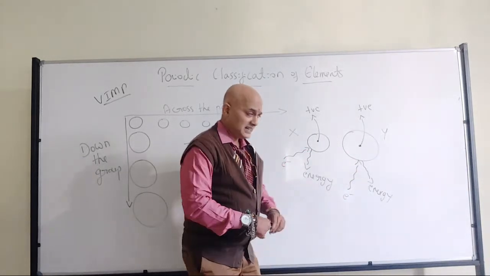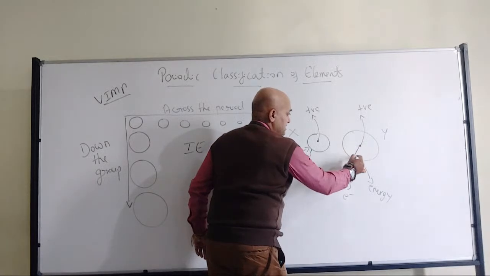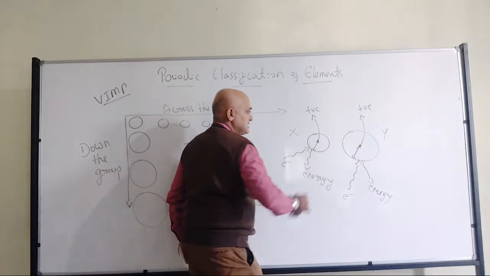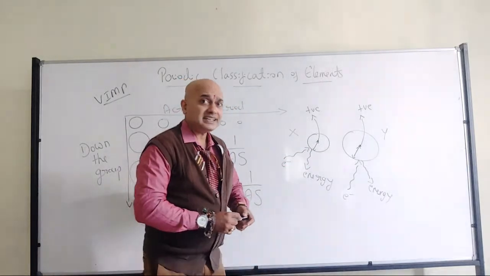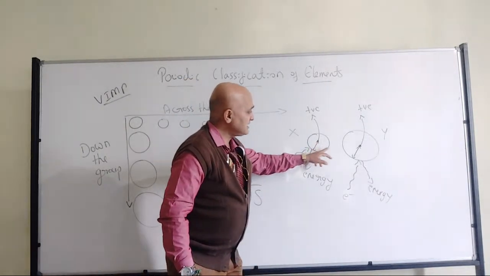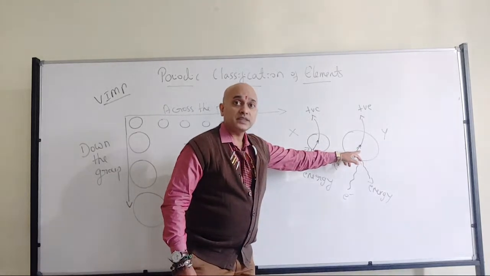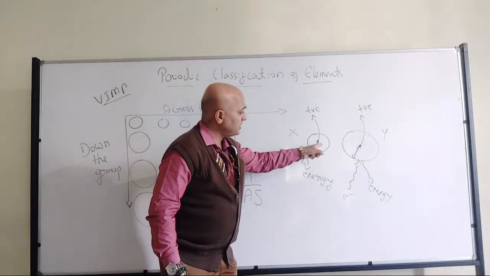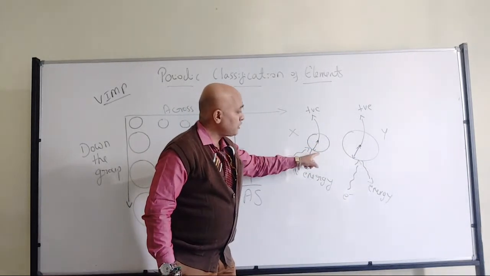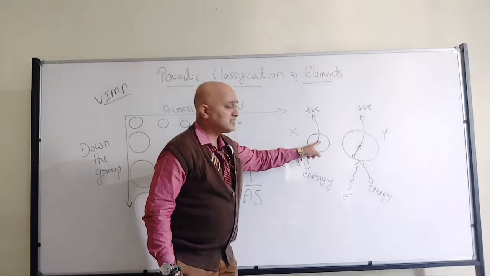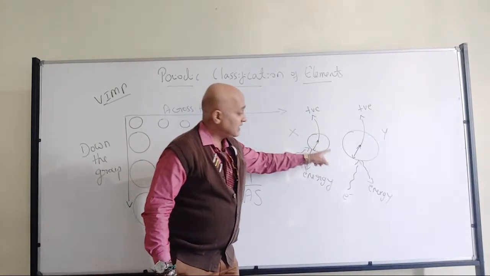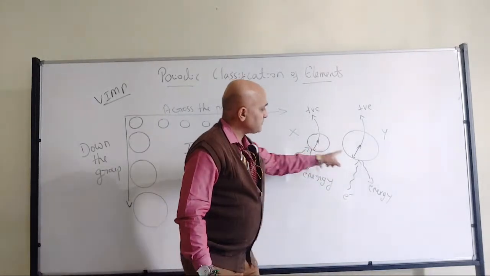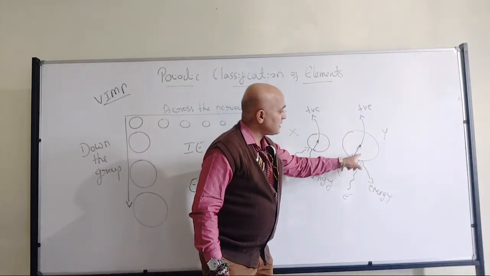Now, if you observe here carefully, the distance between the outermost shell and the nucleus is this much. Here it is this much. We can easily tell that here the distance is less, here the distance is more. So the electron will be taken easily by this particular atom because the distance between the outermost energy level and the nucleus is less. Here the electron will be taken, but not so easily as this one because the distance is a bit high.